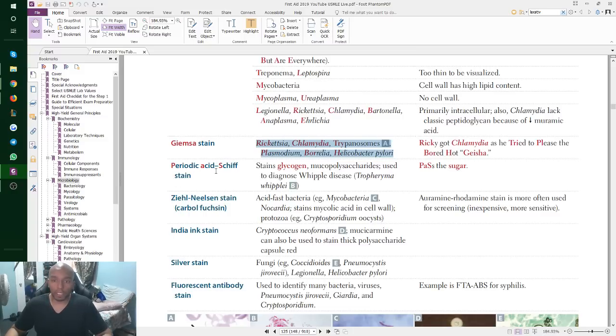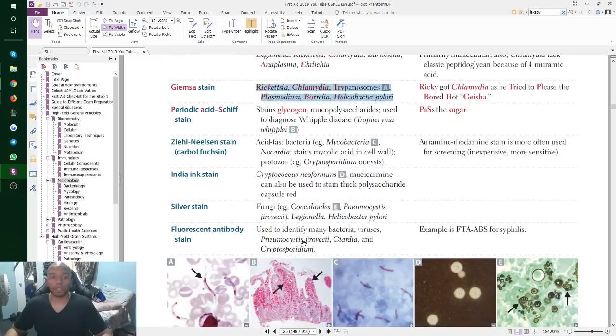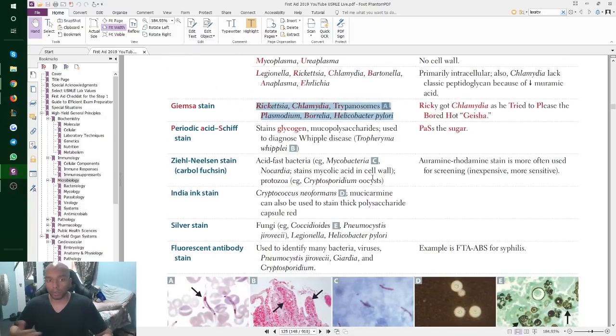Periodic acid-Schiff is actually pretty important. This stain actually stains glycogen. It also stains mucopolysaccharides, so basically just carbohydrates. It's used to diagnose Whipple disease because it can stain Tropheryma whipplei very well. You can see in this histological image, a lot of Tropheryma whipplei is being displayed. And that's probably coming from the Whipple procedure they did to show you their GI system.